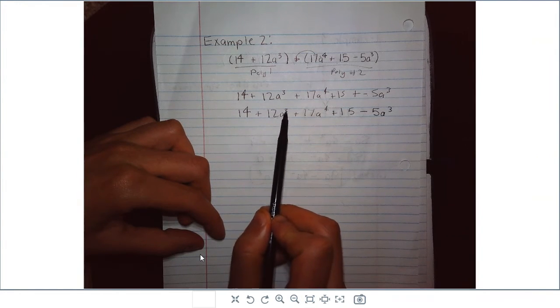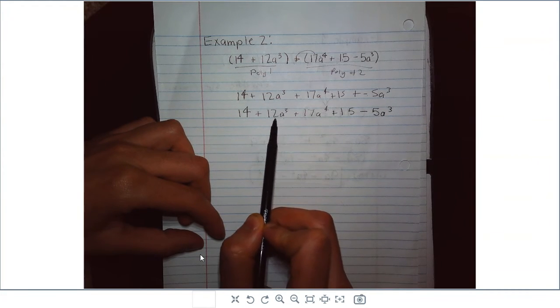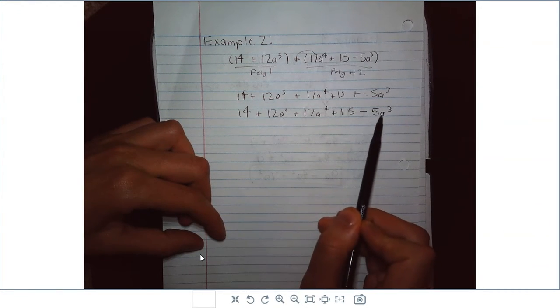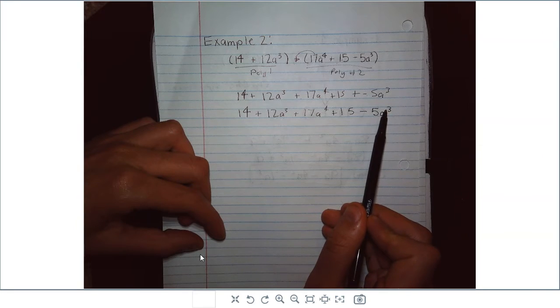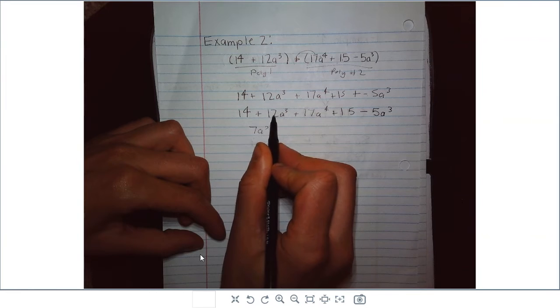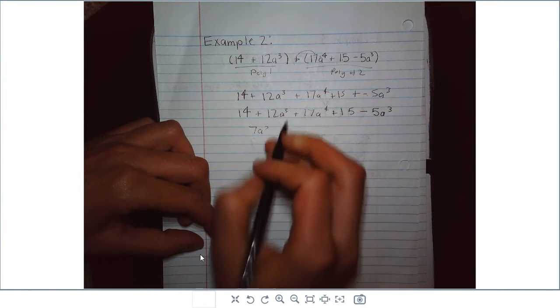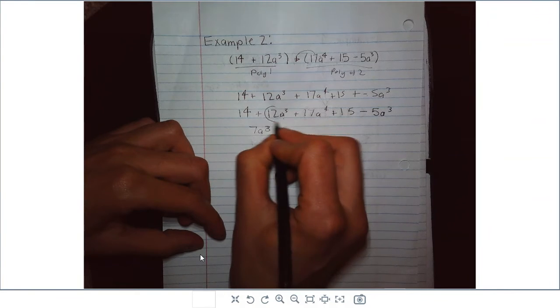12a cubed is a like term with 5a cubed, right? Because it's the same variable with the same exponent of 3. So 12a cubed minus 5a cubed is equal to 7a cubed, because if we subtract the coefficients, 12 minus 5 is equal to 7. Then we have to include the variable with the coefficient. So we took care of these two.